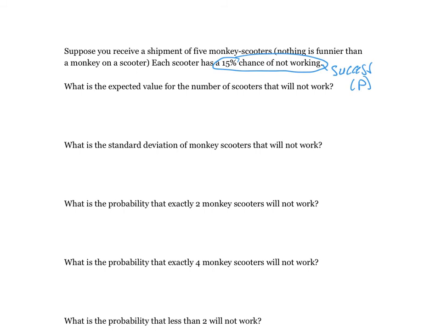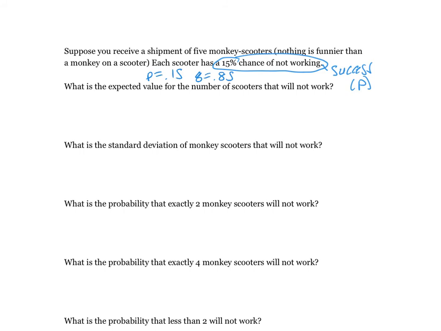But remember, success and failure stand for the situation we're looking for and the one we're not looking for. So we're looking for scooters that don't work. So that is our success. So P is 15%, which means Q is 85%.